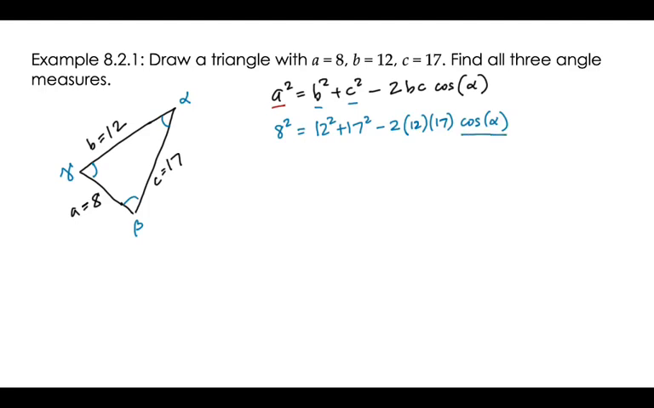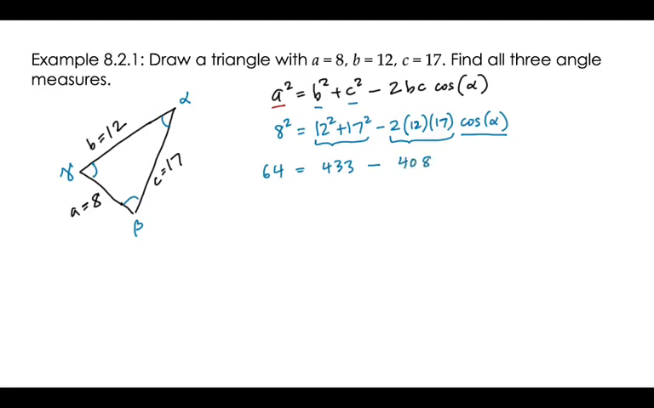So I'm going to simplify all these numbers. It's important to know that the 2, 12, and 17 are stuck to the cosine, but these two numbers are not, so you can't combine them all at once. 8 squared on the left is 64. Then 12 squared plus 17 squared is 433. And then we'll have the coefficient here, 2 times 12 times 17.